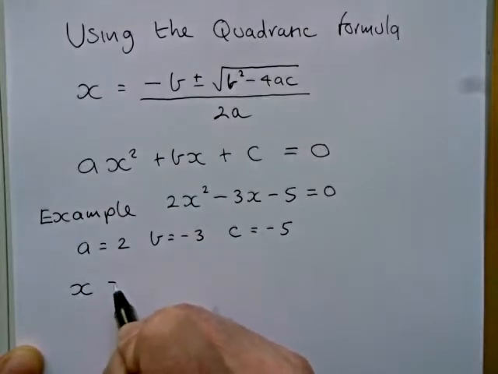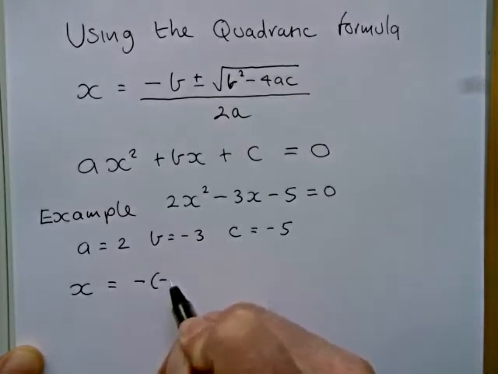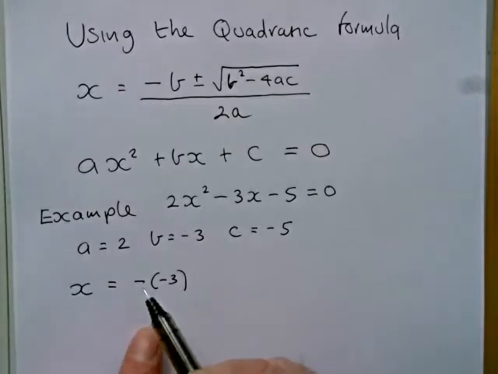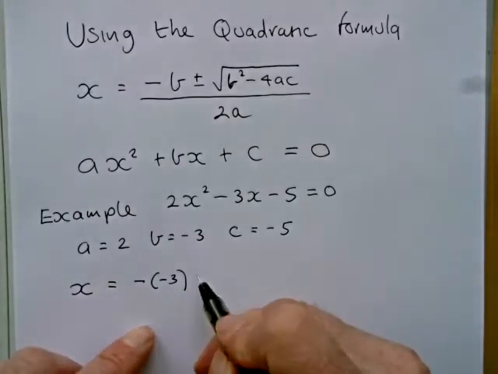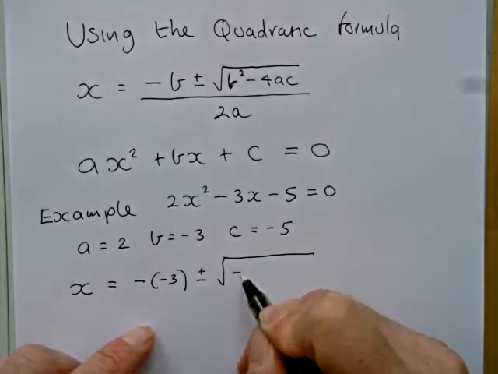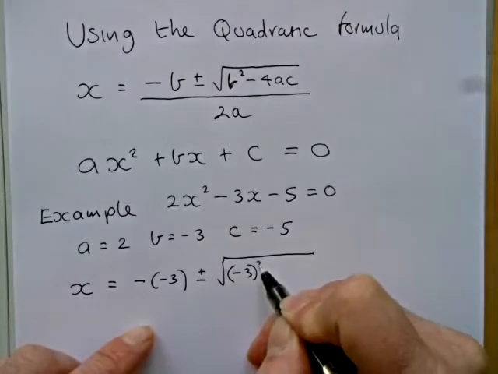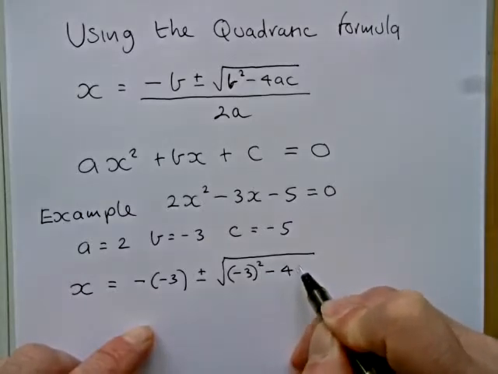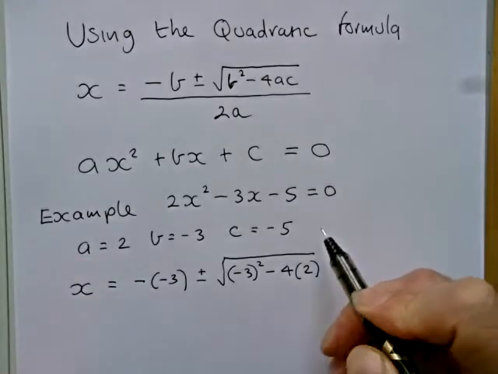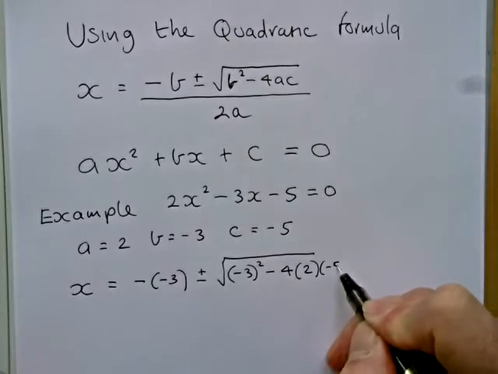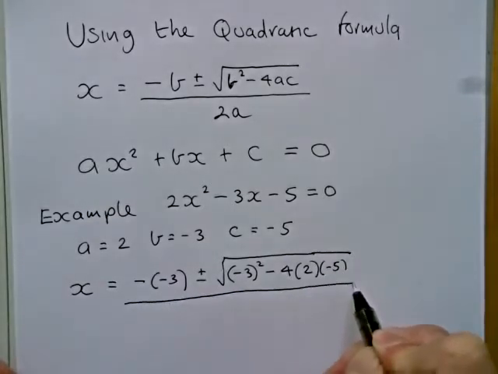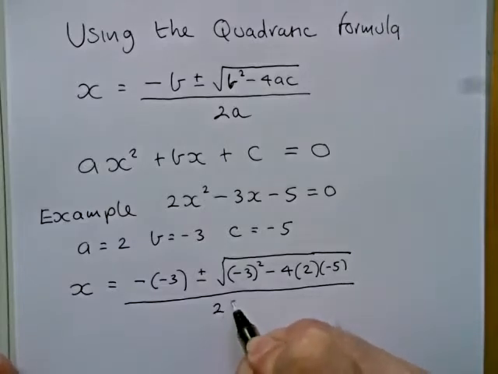So we now put these numbers into the formula. x will equal minus 3. Because of the double negatives, it's a good idea to keep them in brackets to start with, and we'll deal with the two negatives later. Plus or minus the square root of b squared, again we'll keep our letters in brackets, minus 4 times a, which you'll see is 2, times c, which is minus 5. The square root across the top. So all of this is divided by 2 times 2.